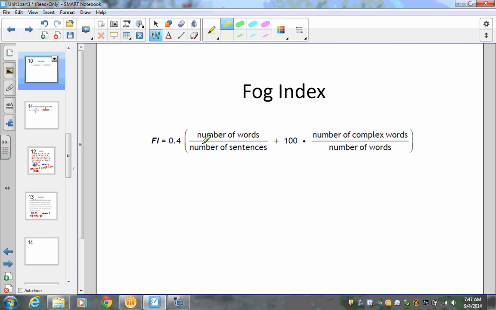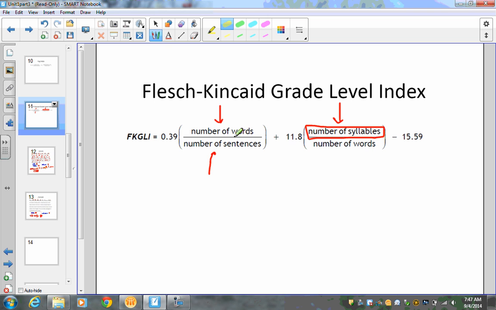The Fog Index formula is here. The Flesch-Kincaid one is here. If you know how to do that and you know how to figure out how many syllables, words, and sentences there are, you should be good.